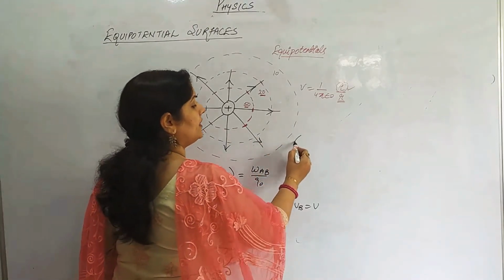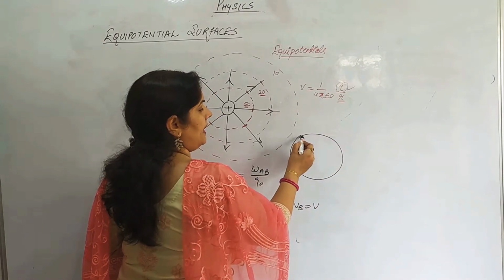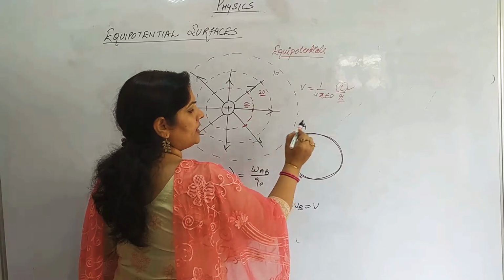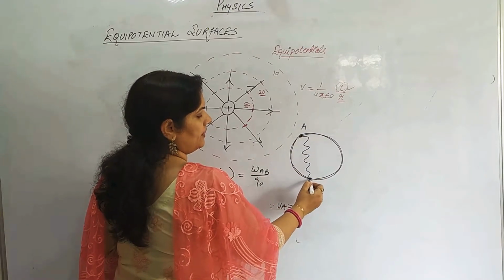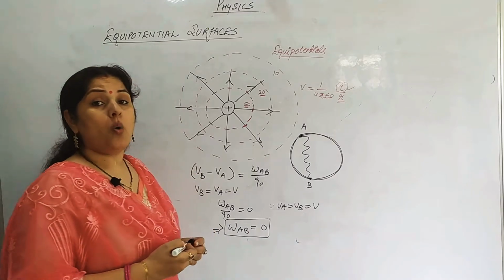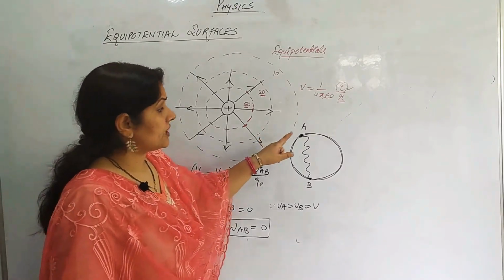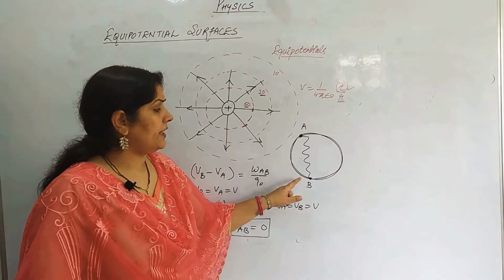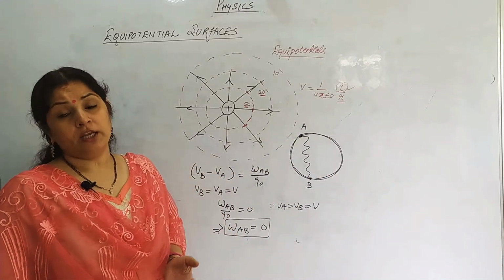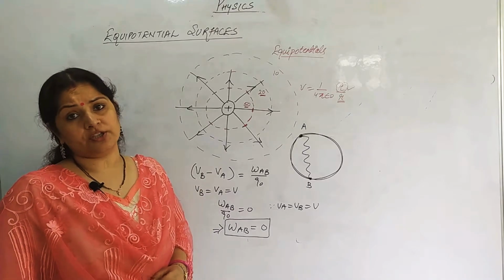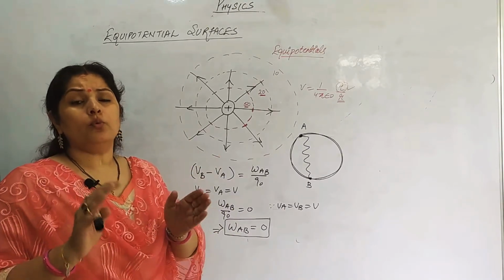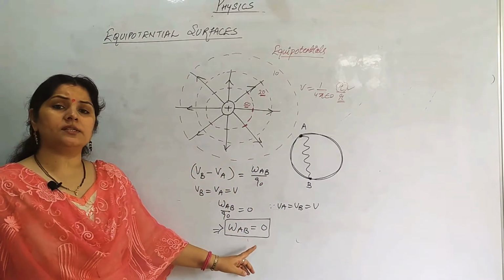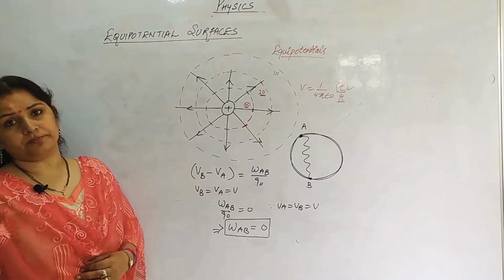Say suppose we have taken an equipotential surface and there is a position of charge A and I am moving it and bringing it to B. Then the work done in moving a charge from A to B is 0 because ये सारे points पे potential same है. So this is the characteristic of the equipotential surface, that the work done in moving a charge from one point to another on an equipotential surface is always 0. That you have to remember, right?